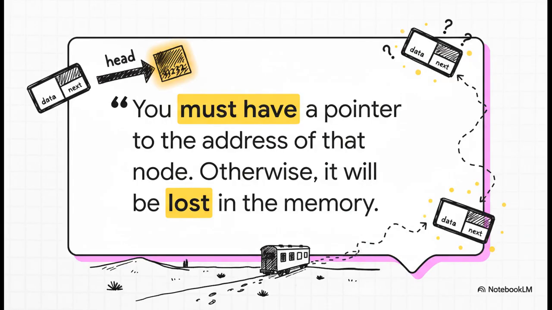And I want to leave you with this one last critical piece of advice. That pointer we created, head, it is not optional. If you call malloc to create a node, but you don't save its address in a pointer, it's like building a brand new train car in the middle of a massive rail yard and then just losing the map to find it. It's there, but it is lost to you forever.